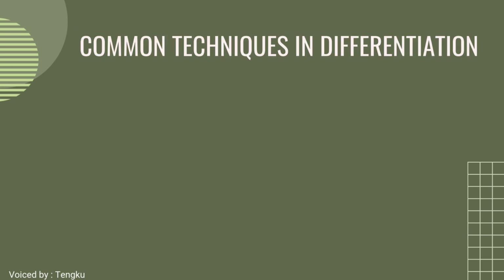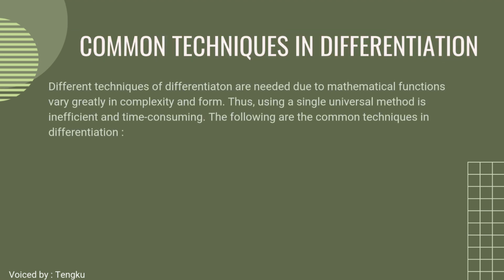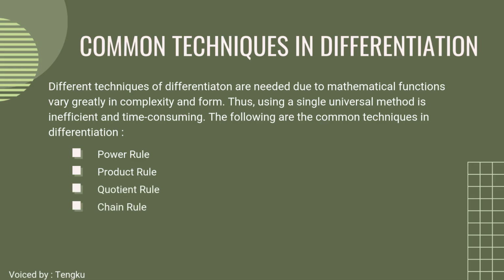In this differentiation, we have 4 common techniques, which is power rule, product rule, quotient rule, and chain rule. Why we have 4? It is because different techniques of differentiation are needed due to mathematical function vary greatly in complexity and form. Thus, using a single universal method is inefficient and time-consuming.